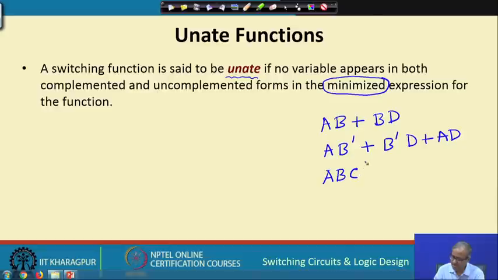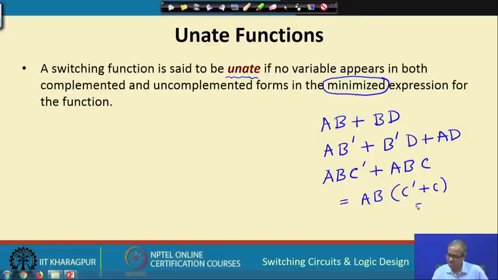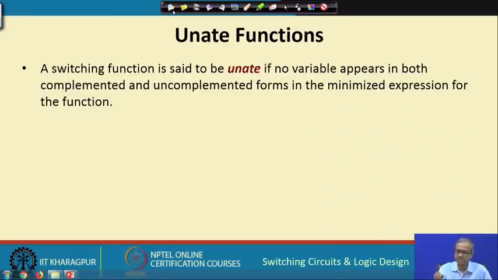Now, you consider a function like this, ABC bar or ABC. Now, you may say that well this is not unate because C is appearing in both complemented and uncomplemented form, but I will argue that this expression is not minimized. So, if I take AB common, there will be C bar or C and C will cancel out, this is equal to 1. So, this will be only AB and AB is unate, right. So, this term minimized is important.